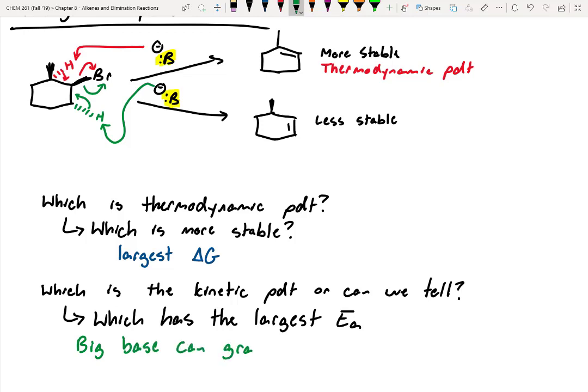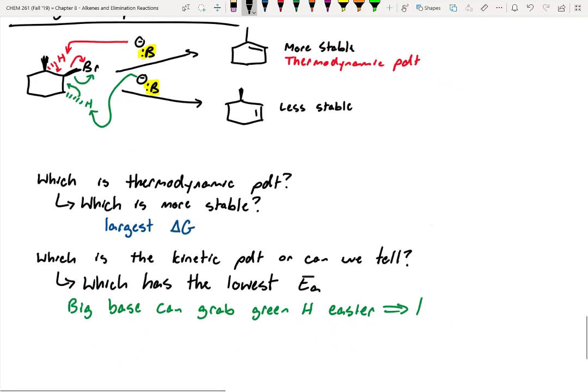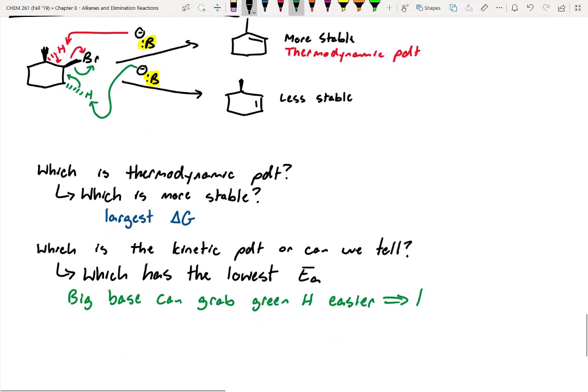So a big base can grab the green H easier. Therefore, this should be the lowest EA. Holy cow, sorry, I'm sorry, I completely flipped that. Which one has the lowest activation energy? So the green one we said should have the lowest activation energy with a big base, because a big base can grab that green proton, it's more accessible, it's not crowded.